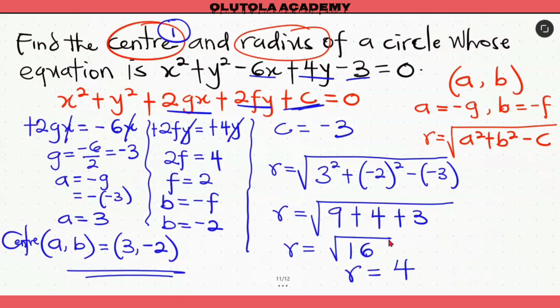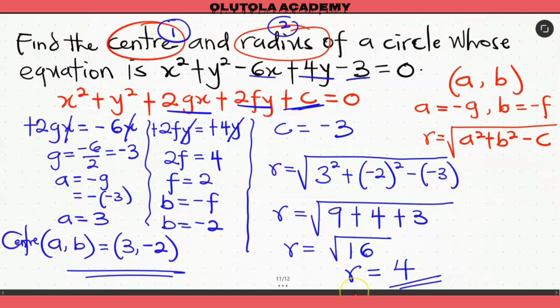By this, I've gotten the answer to the question, the center and the radius. What I did here was to compare the general equation of the circle with the given equation of the circle. I got my coordinates a and b, and I got my constant c, which I later used to get my radius.